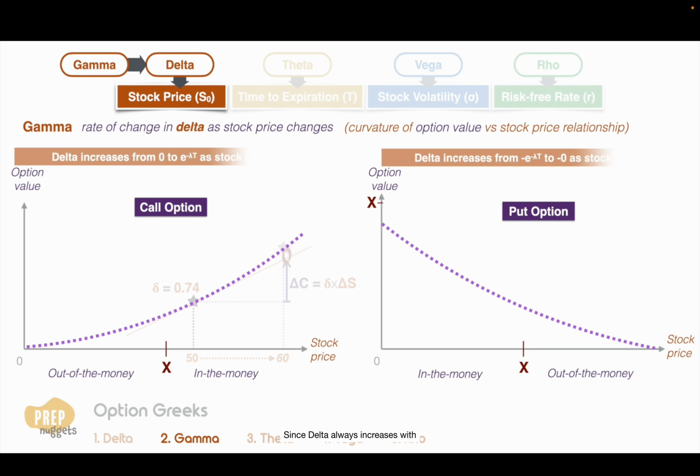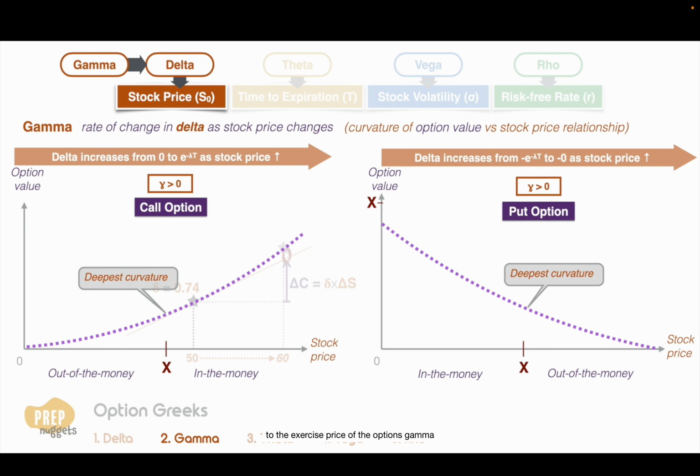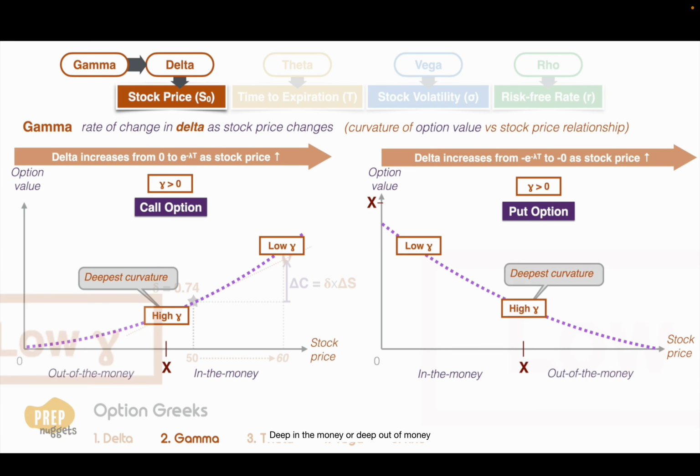Since delta always increases with stock price, gamma is always positive for the long position of both call and put options. If you observe the curves, the curvature is deepest closest to the exercise price of the options. Gamma is highest for at-the-money options. Deep in the money or deep out of the money options have low gamma. That is, the delta hardly changes with the stock price.